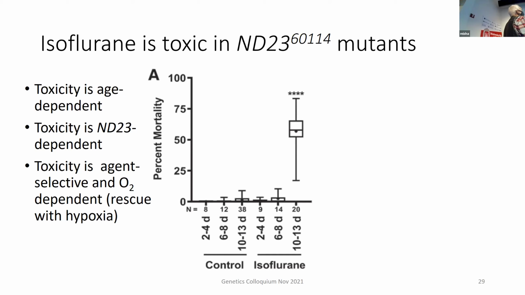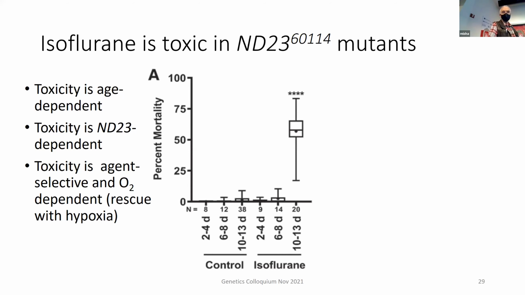So first of all, what we found is isoflurane is toxic in this ND23 mutation, but it's age dependent. This is days after hatching, and you can see that in the first couple of days, these animals don't die. They don't have a toxicity phenotype. They do have a behavioral phenotype already here, but they don't have a toxicity phenotype until at about 10 to 13 days of age. You have a substantial mortality from a 2-hour exposure to isoflurane recorded 24 hours later.